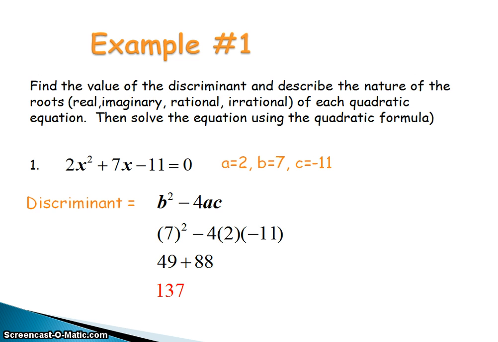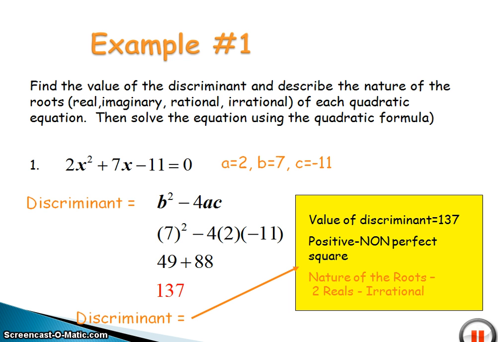The discriminant is b squared minus 4 times a times c. So it's 7 squared minus 4 times 2 times negative 11. That gives us 49 plus 88. So our discriminant is 137. So it's positive, but it's not a perfect square. That means we have 2 solutions. They are real solutions, but they are irrational. Please pause now and write down this example.